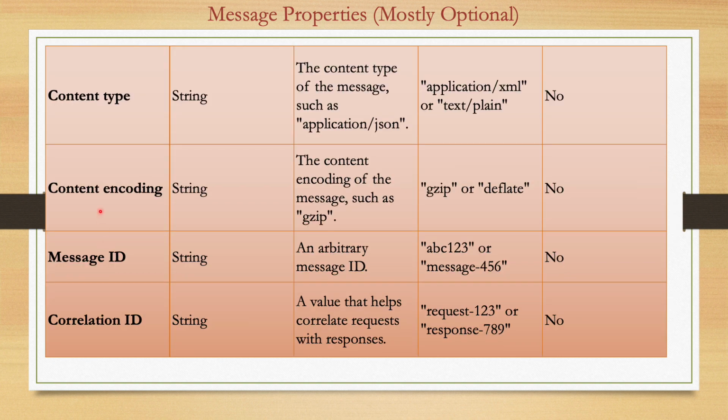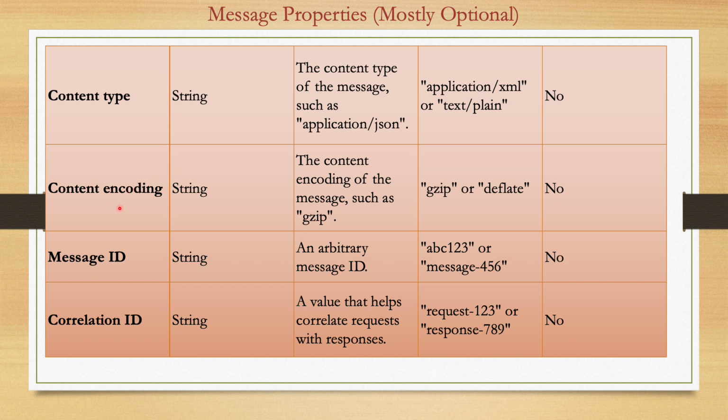Content type. The content type property specifies the type of data contained in the message. It typically follows the MIME, multipurpose internet mail extensions, standard, and can be values like application/json or text/plain. This property helps consumers understand how to interpret the message payload correctly. For example, if the content type is set to application/json, it indicates that the message body contains JSON formatted data. Similarly, text/plain implies plain text content. The choice of content type depends on the specific data format or structure used by the application.